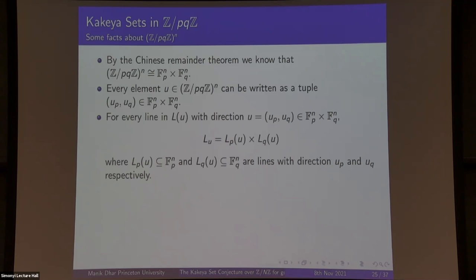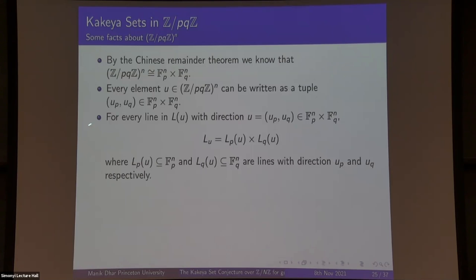So now we can do the same thing for lines in direction U. If you have a line in direction U, then you can write it as a product of lines, one line in FP and one line in FQ. And the direction of these lines is going to be UP for the LP line and UQ for the LQ line respectively.